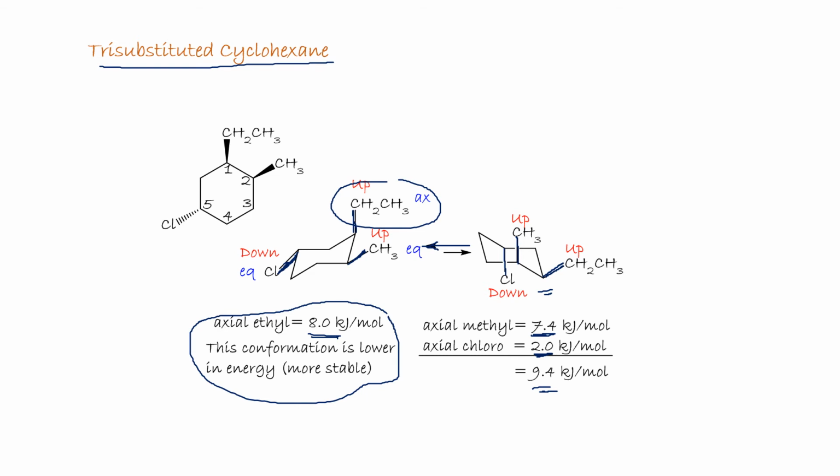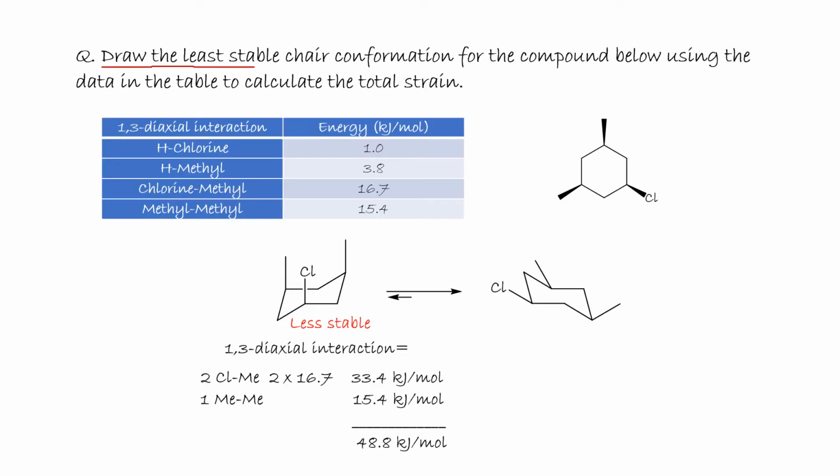Okay, draw the least stable chair conformation for the compound below, using the data in the table to calculate the total strain. That's methyl up, chlorine up, methyl up. So if we start the chair, this one, methyl up, chlorine up, axial, methyl up, axial.